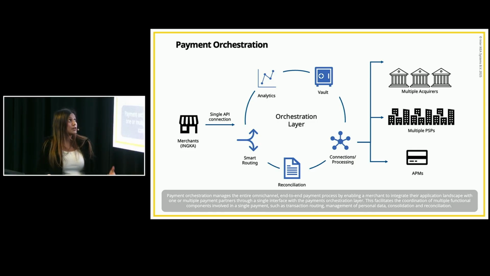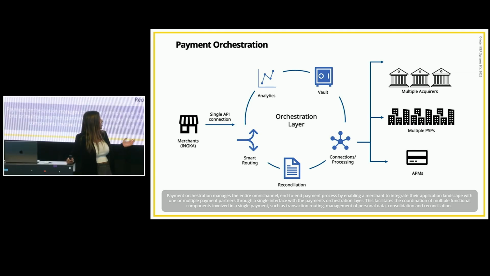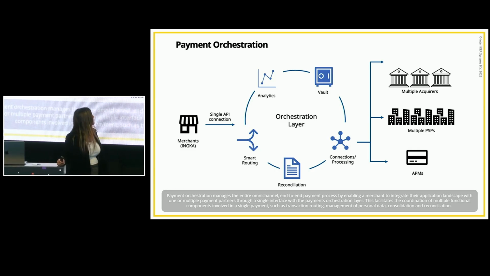We will just have one single connection API to this orchestration, and everything will be sorted out. Next to this, it will also help us in the vault. So vault is basically where you can store your network tokens if you are storing credit card details. So those things will also be taken care of by the orchestration layer, because it has to, again, go through so many legal regulations that we have to follow.